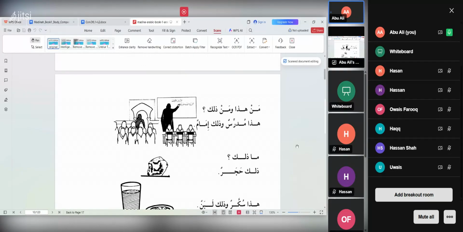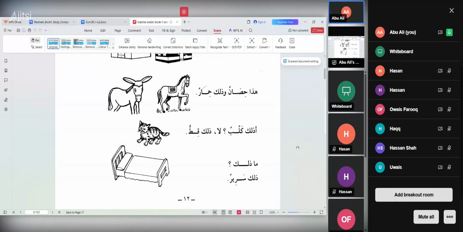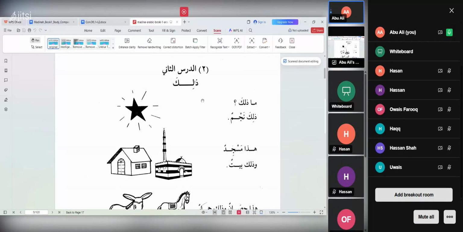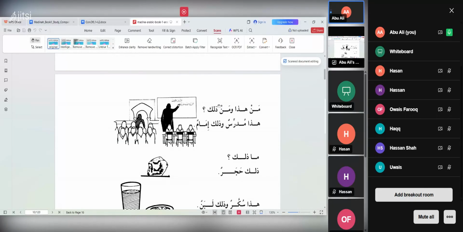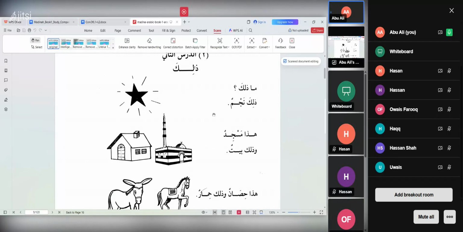Okay, lesson 2. Is this 2 pages? Yes. Lesson 2 is the same things. Most of the words are the same except for some new ones. It's using ذلك, so we're just gonna read with ذلك. Revise some things. ما ذلك. What is that?